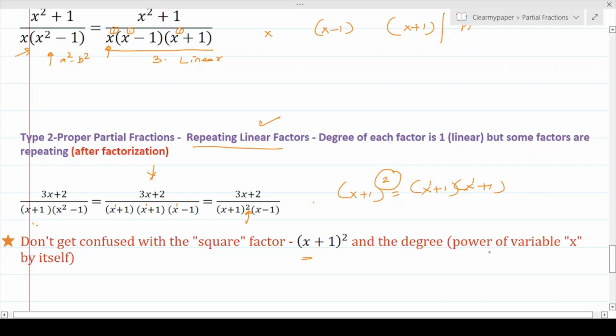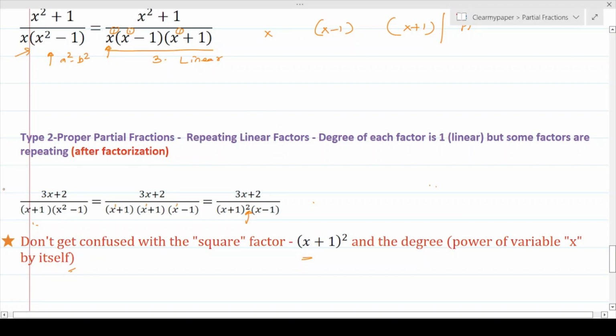And the degree, the power of variable x by itself, okay? Do not get confused. So we are not talking about the degree of the factor when it's repeated. We're talking about the power of x by itself. That's what we're talking about. So that's kind of an important caveat in pretty much both the types, the type 1 and type 2, so that you don't get confused.